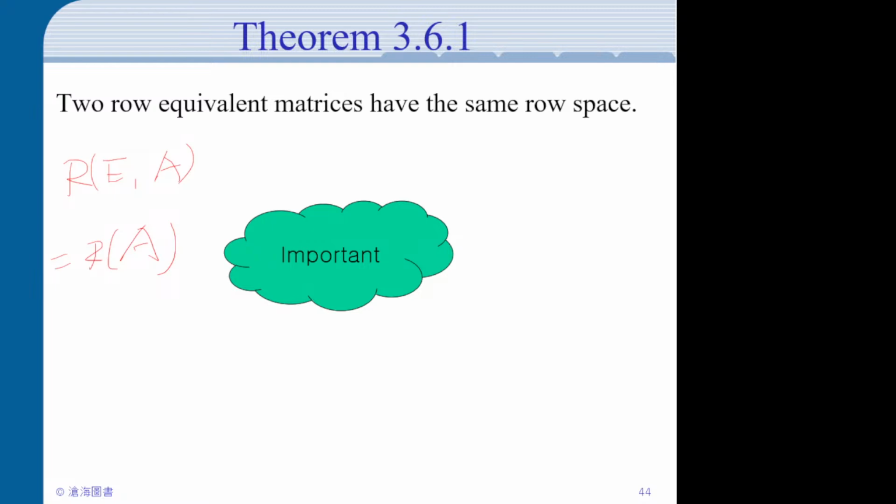anyway, so when you do a row operation on your matrix, then the row space doesn't change. It's pretty easy to verify. You just see every operation, there are 3 possible row operations, and you see that doesn't really change the span of the rows.